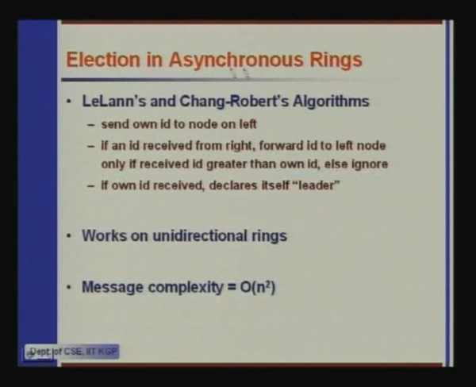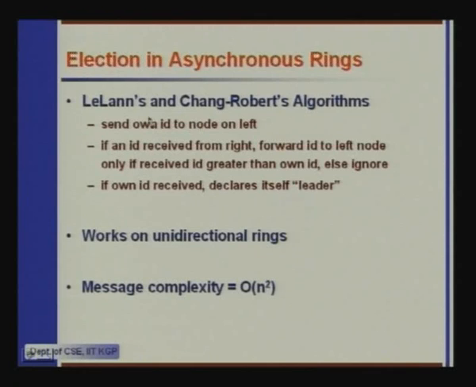Now, election in asynchronous rings, we will start with the algorithm which is Le Lann's and Chang-Roberts algorithms. These two are algorithms which were discovered separately and are mostly the same. There is a minor difference. If you look at Gerard Tel's book, both of these algorithms are given separately. You will say philosophically they are the same. It is only a little minor difference in the data structures and how it is handled.